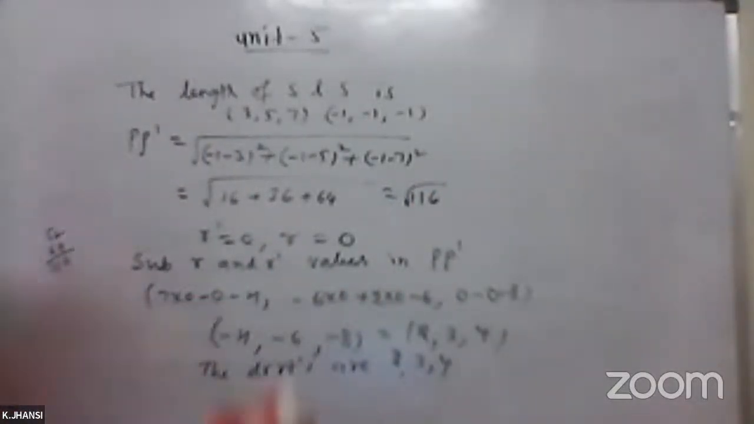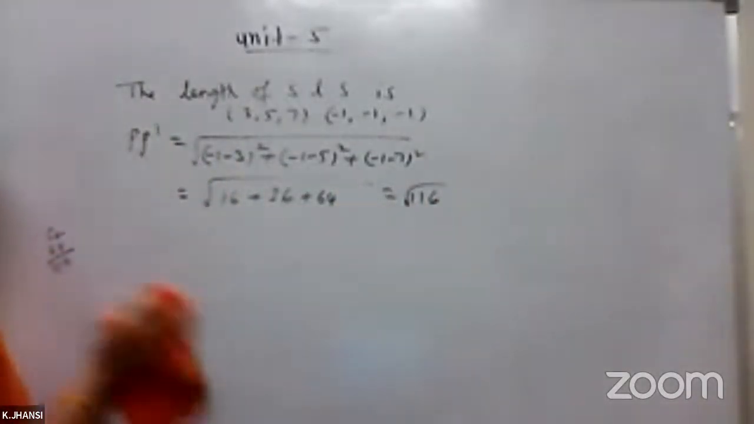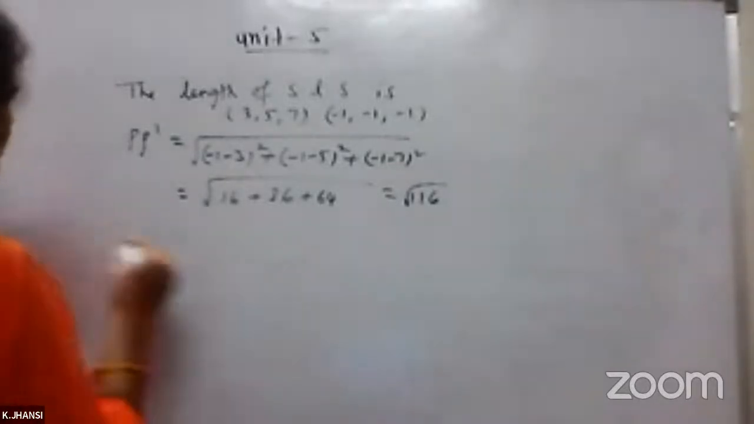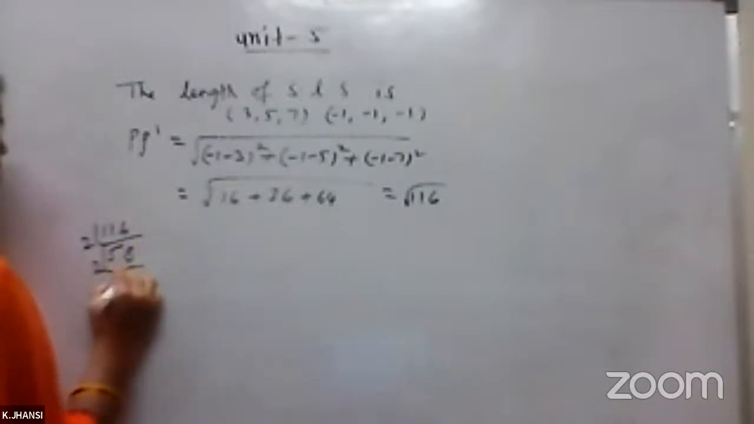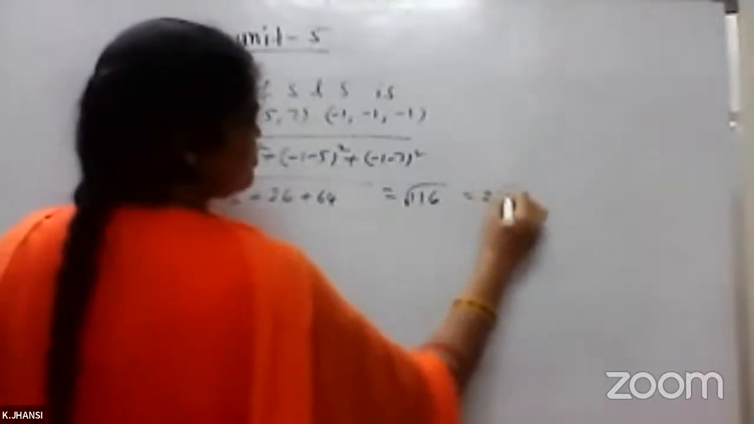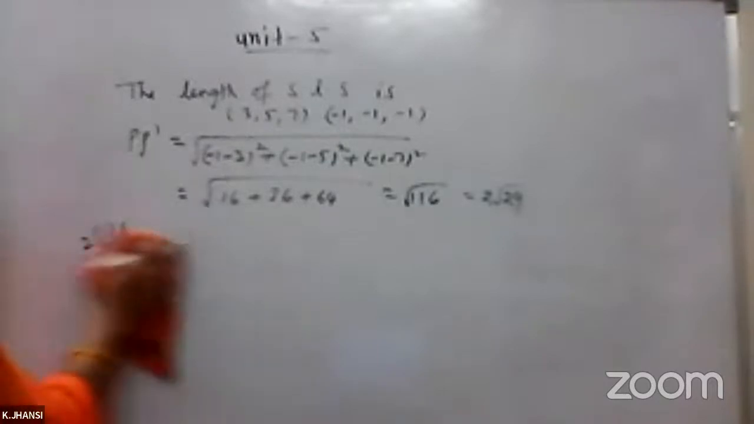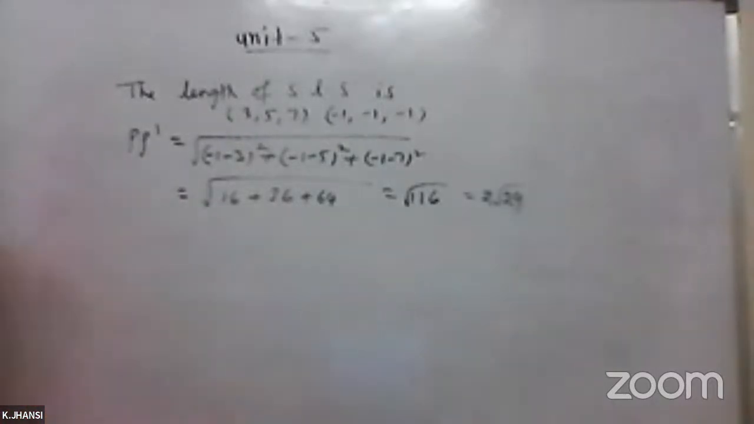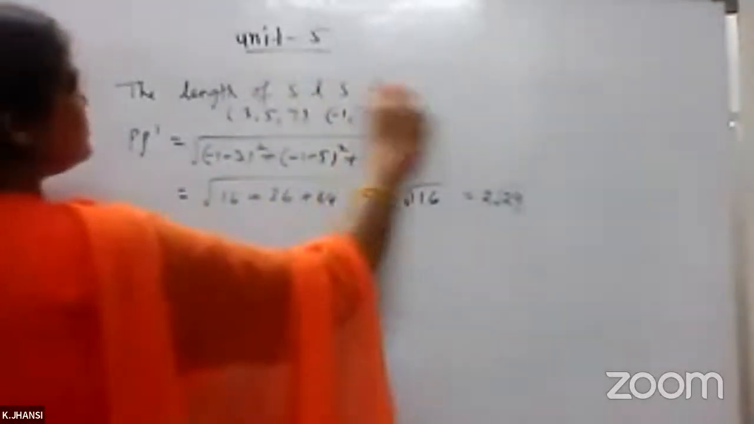Root 116, you are not having the perfect square, so you can write it by factoring 116. Then 29, so this is equal to 2 root 29. So for the first method, we got the shortest distance, same only, no?